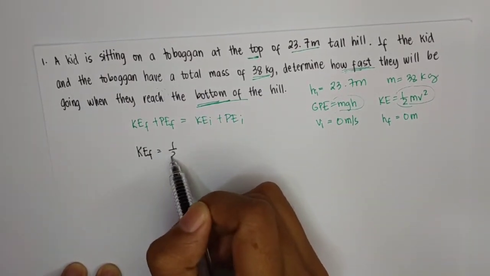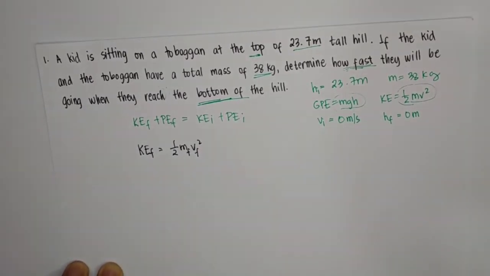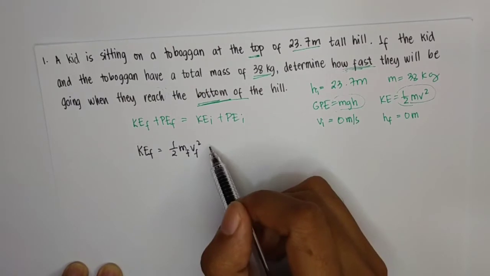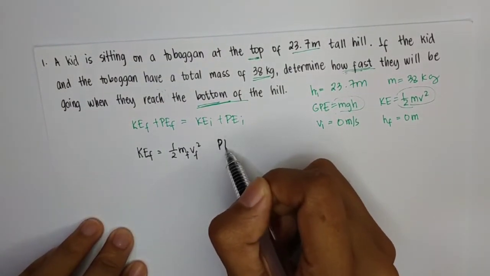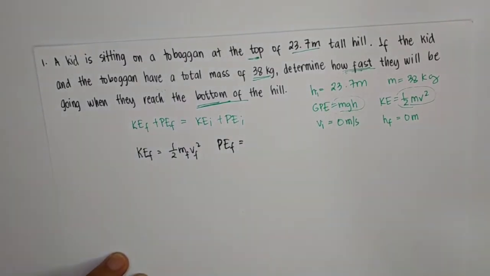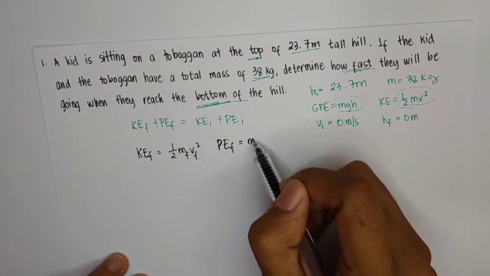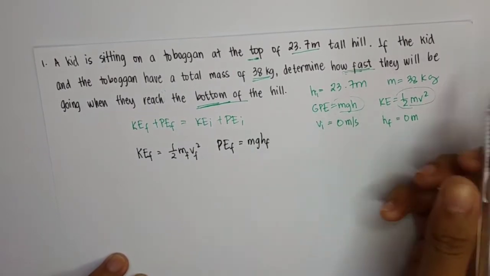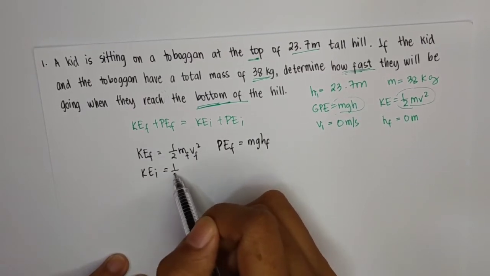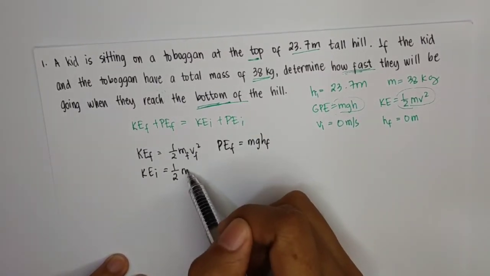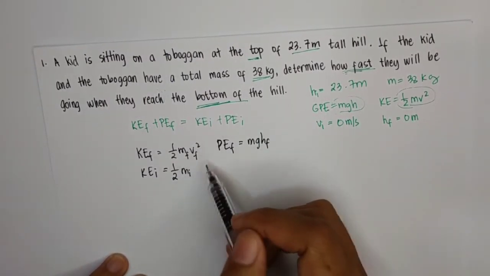This is equivalent to 1/2 m v final squared plus, okay. Then, yung PE naman, yung PE final natin. So that will be, again, ha, yung PE natin that is m g h final. So sa initial naman natin, we have KE initial that will be 1/2 m initial, since hindi naman nag-change yung mass.